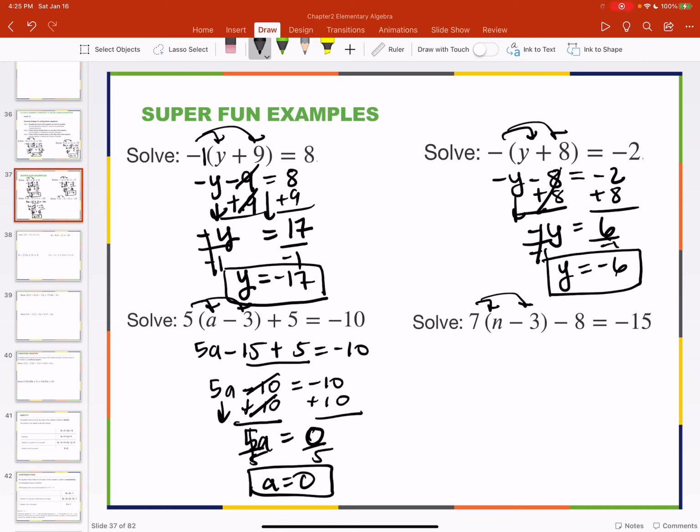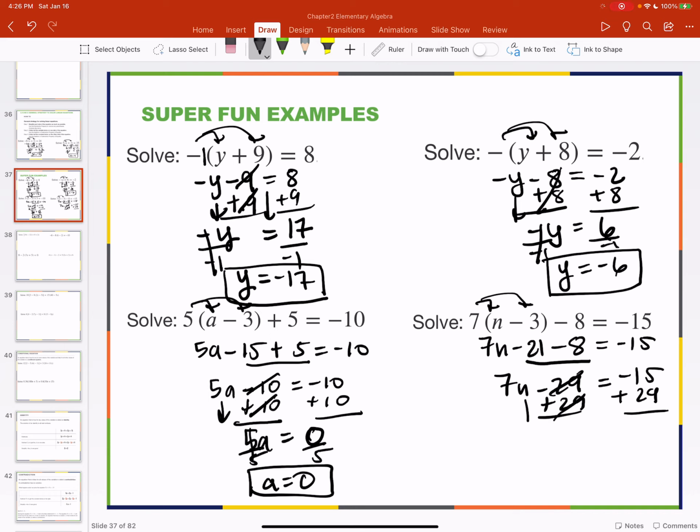So let's distribute that 7. We get 7n minus 21 minus 8 is equal to negative 15. So let's combine like terms. 7n minus 29 is equal to negative 15. So then we add 29 to both sides because we're trying to get 7n by itself. So 7n is equal to, and then here we have negative 15 plus 29, that's 14.